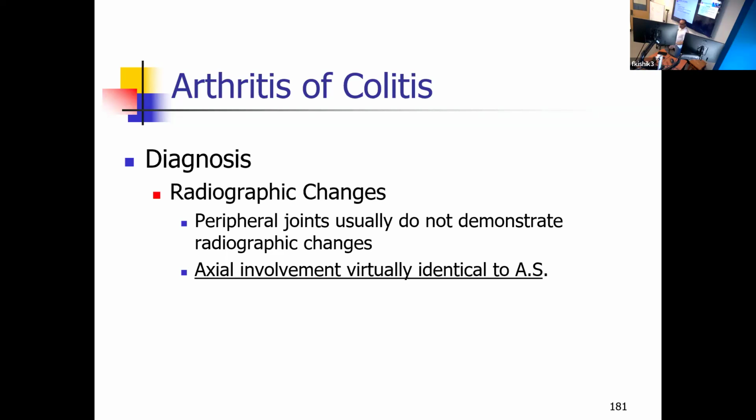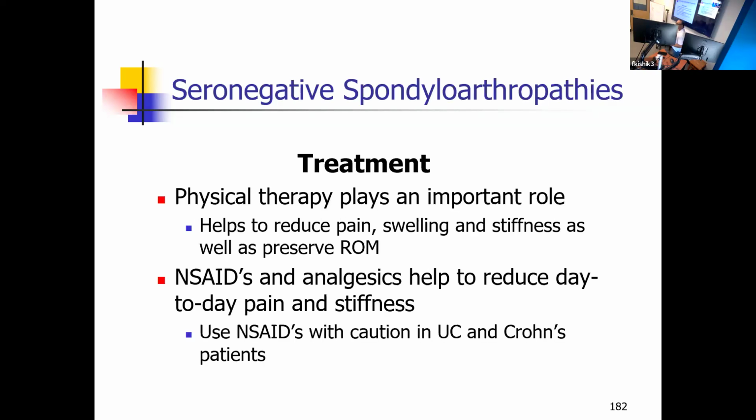Now the question comes into place, if you're paying attention, is, well, what about treatment? You've gone through history, you went through physical, you went through all the manifestations of what they should look like. You told us how to diagnose the patient. You never said anything about treatment, Zeb. Well, treatment is very different for each one of these four seronegative spondyloarthropathies.